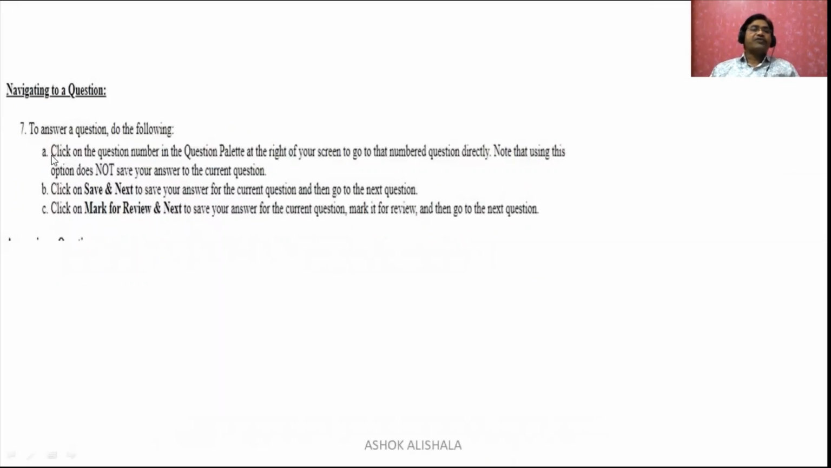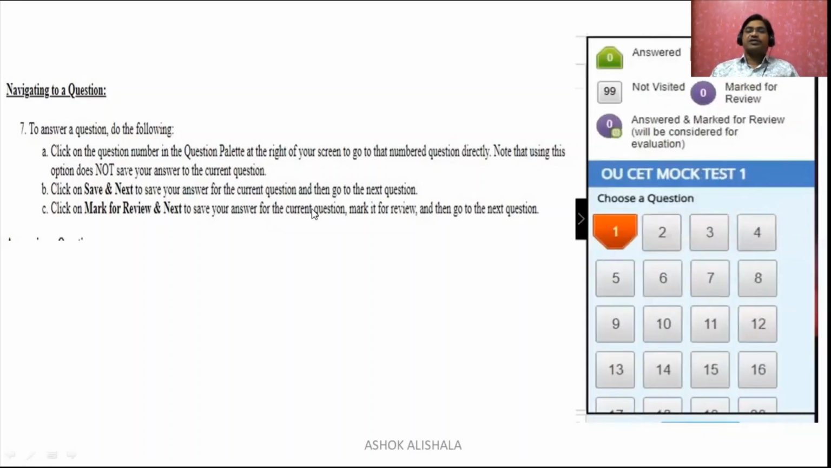Now, how to navigate these questions? Click on the question number in the question palette on the right of your screen to go to that numbered question directly. Note that using this option does not save your answer to the current question. This I will explain to you. On the right side of the screen, you will get this. By clicking the question number, you directly go to that question and you can answer. For example, if I click 15, it goes directly to question 15.